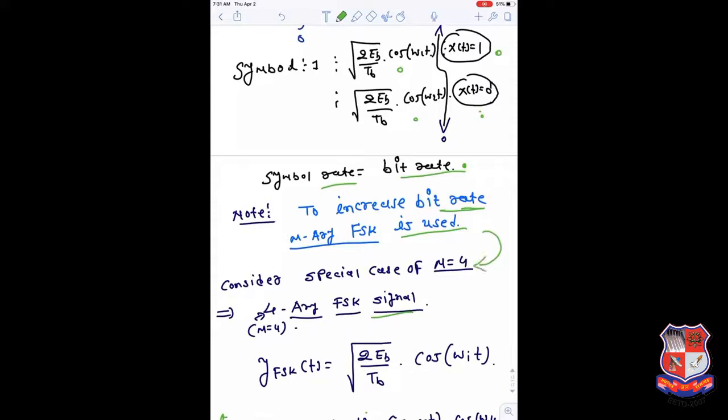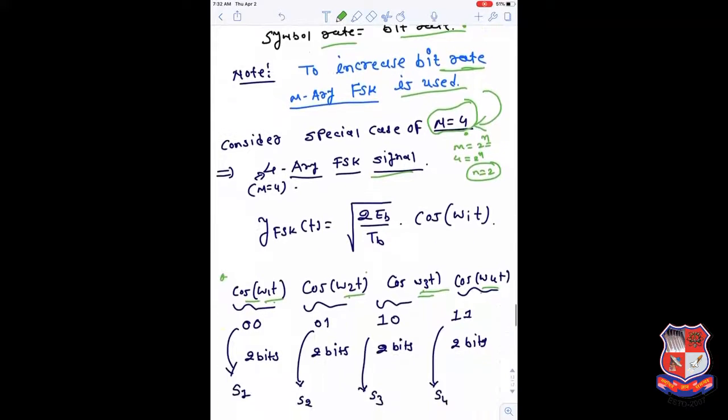Now if we consider M equal to 4, here M is equal to 2 raised to n, where n is the number of bits that can be transmitted in the same time. So 4 is equal to 2 raised to n, so n would be 2. So 2 bits are transmitted with the same duration, and the total number of symbols that can be transmitted is 4. So M defines the total number of symbols. So we can have a group of 2 bits. We can choose 4 different cosine signals, omega 1, omega 2, omega 3 and omega 4.